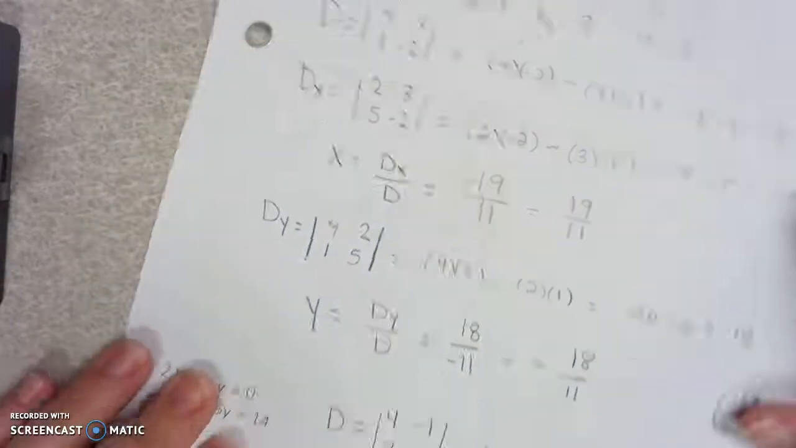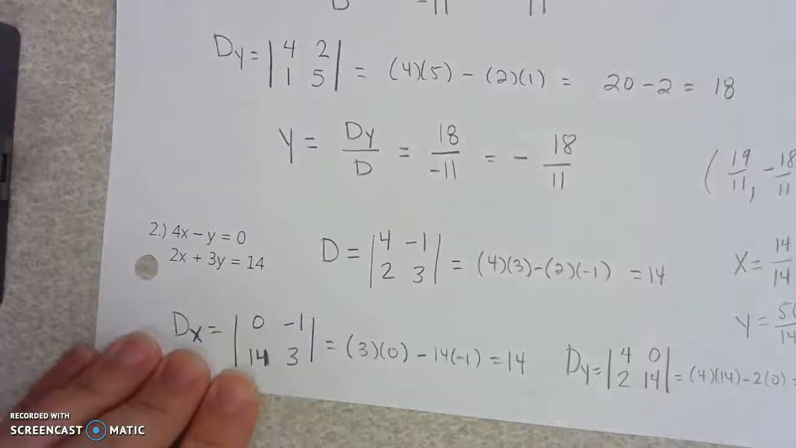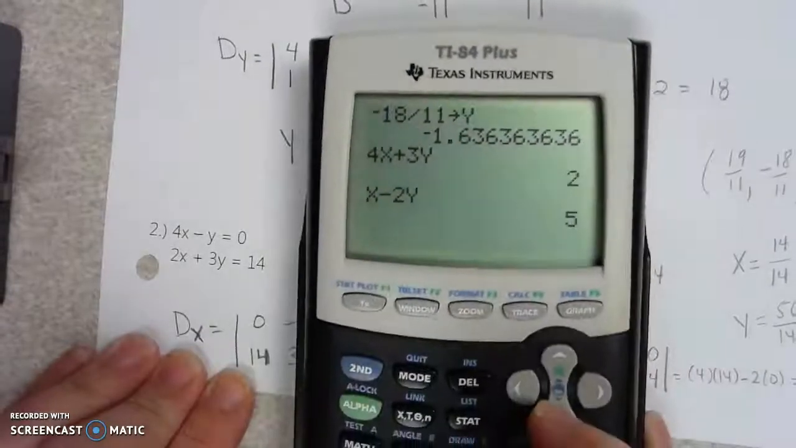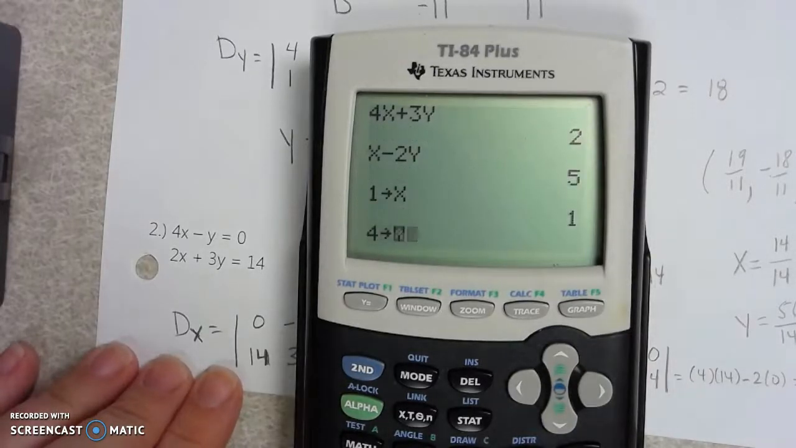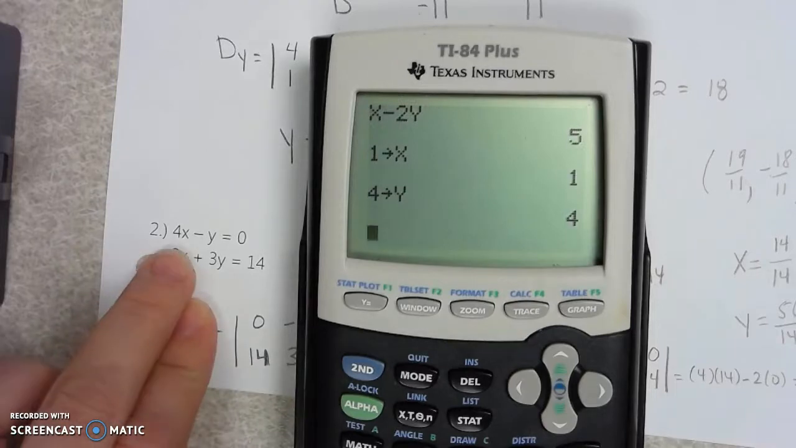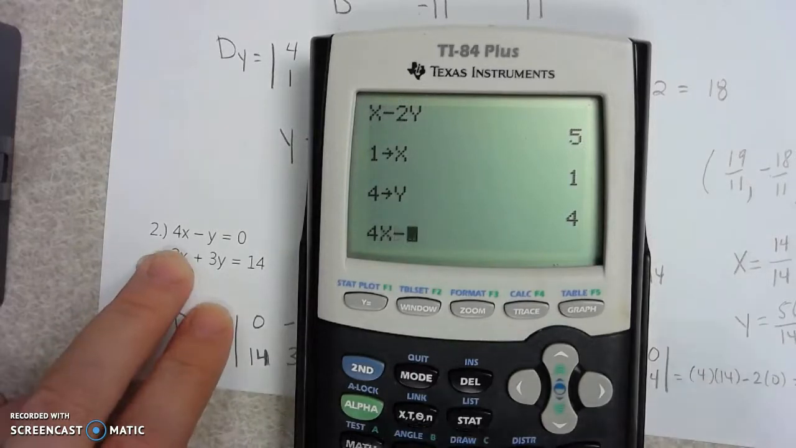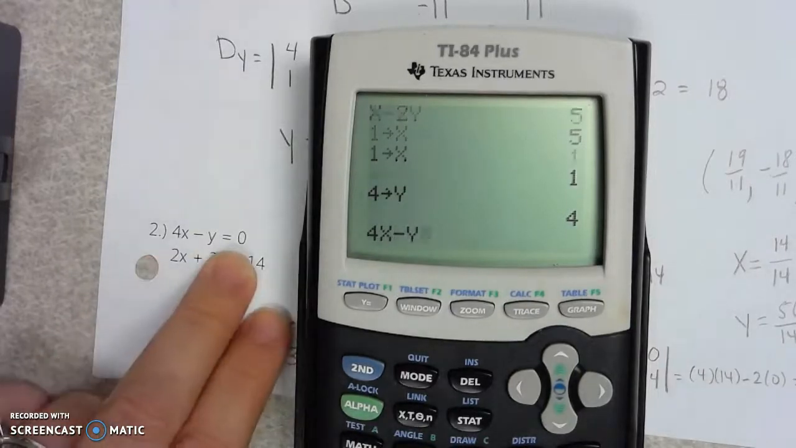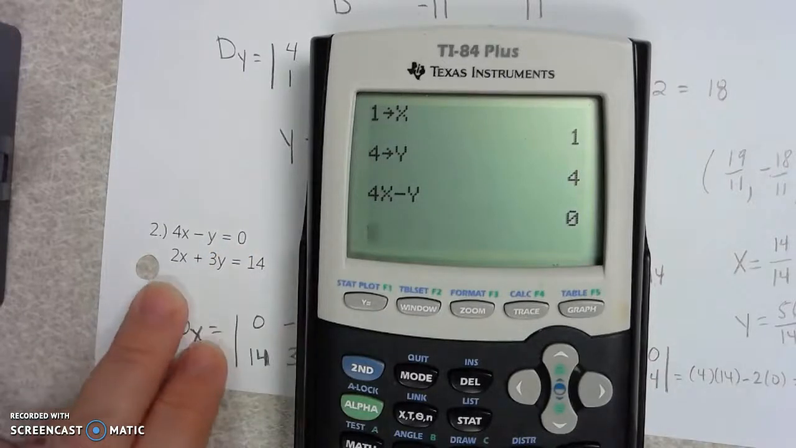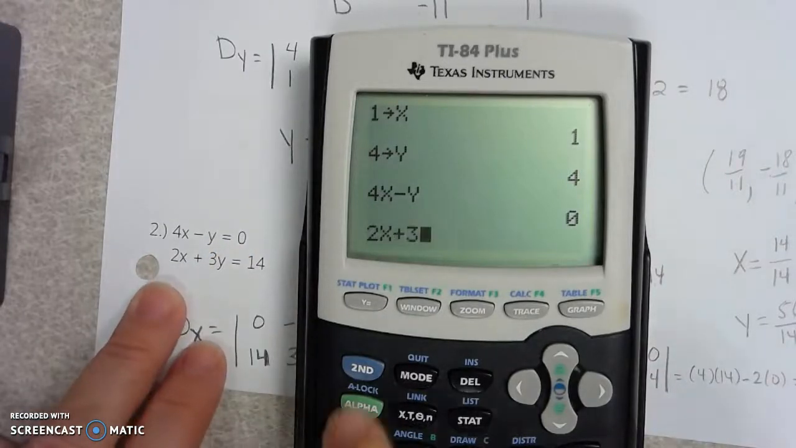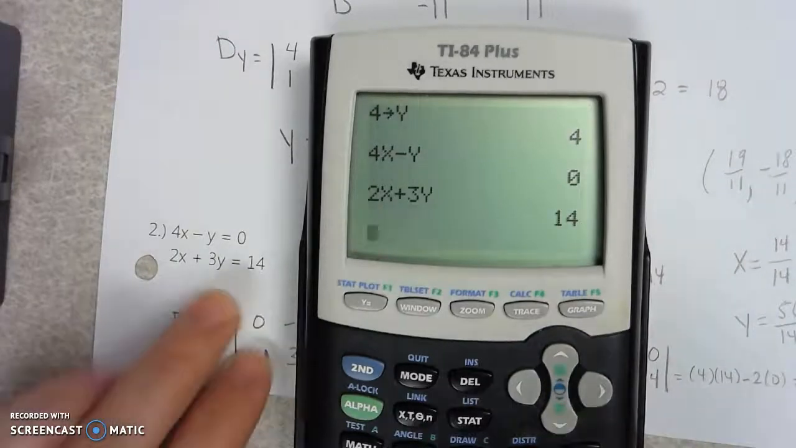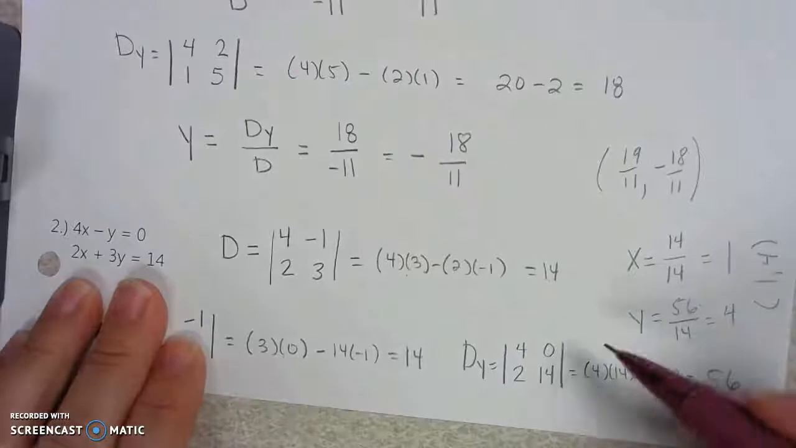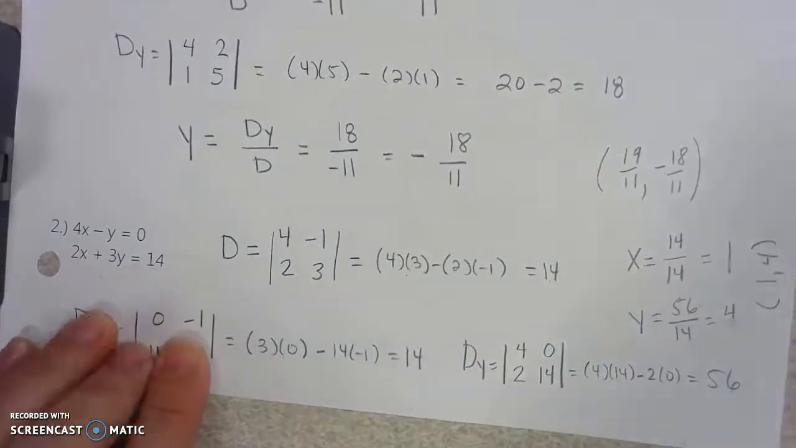Alright, now I can check my answer using my calculator. In place of x, I'm going to put 1, so 1 store in x, 4 store in y. Then I'm going to type in 4x minus y and verify that I get 0. I do, so that's good. 2x plus 3y and verify that I get 14. And I do, so I know that my solution, 1, 4, is the correct answer.